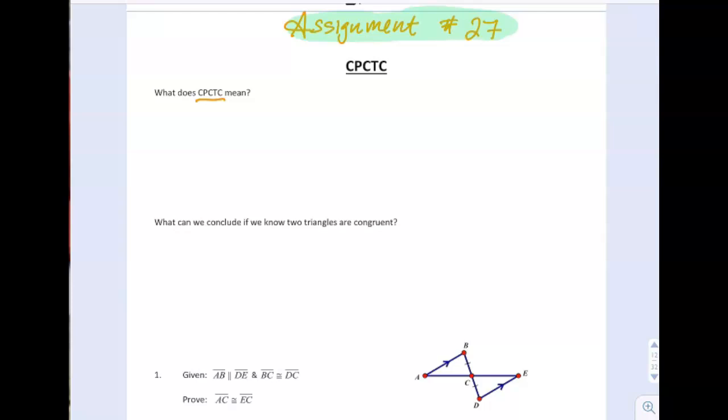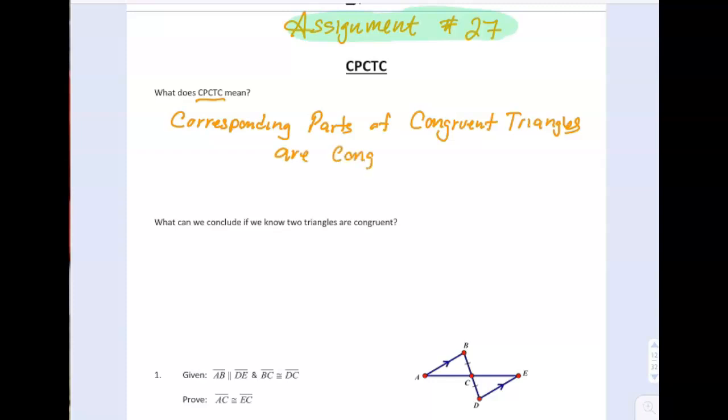CPCTC really stands for corresponding parts of congruent triangles are congruent. It might seem obvious, but CPCTC. Corresponding parts of congruent triangles are congruent.